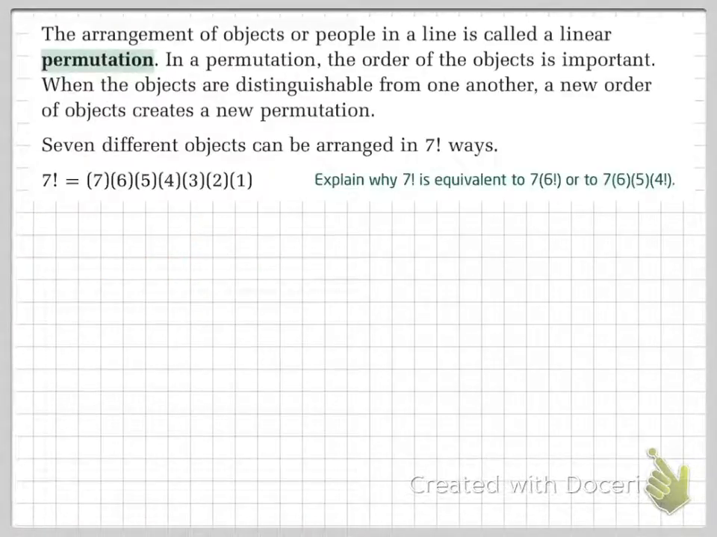The arrangement of objects or people in a line is called linear permutation. In a permutation, the order of the objects is important. When the objects are distinguishable from one another, a new order of objects creates a new permutation. 7 different objects can be arranged in 7 factorial ways.